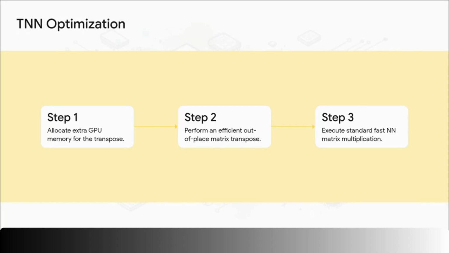But here is the cool part. The researchers proved that you can actually speed up your neural network training just by being a bit deliberate. They proposed what they call the TNN method. The idea is, instead of forcing the multiplier to handle a messy transpose on the fly, you manually allocate extra memory, perform a clean, out-of-place matrix transpose first, and then run your standard, blazing fast NN multiplication. Honestly, sometimes doing it in 2 dedicated steps like that is just flat out faster.